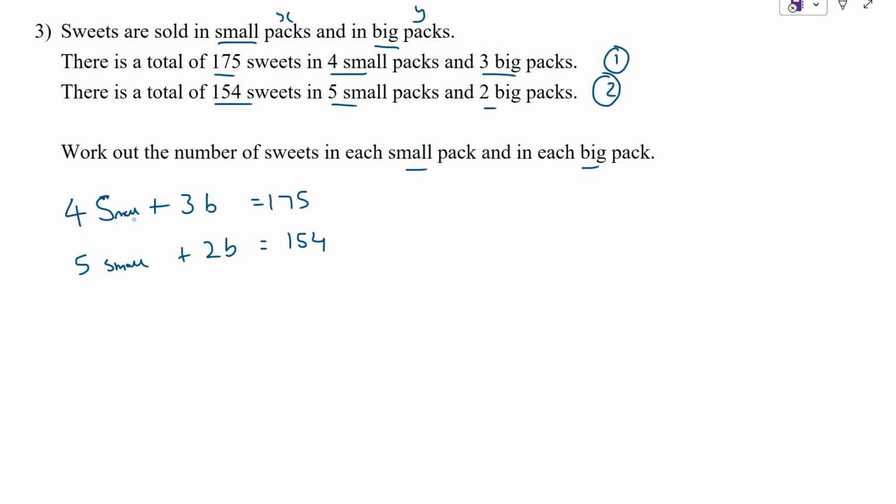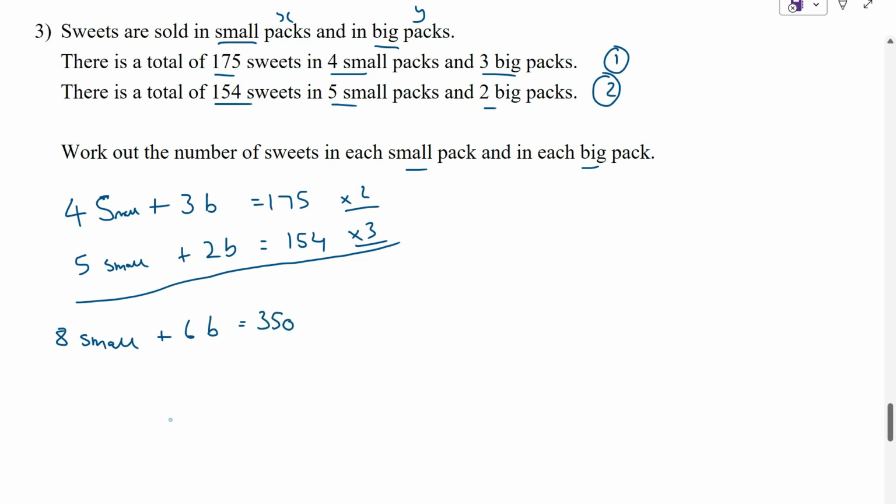Okay, now because we've created these equations ourselves, we've got the b's and the s's lined up already. Now what we're going to do is try and get one set of coefficients to match. So we'll go ahead with the b's for now. Okay, so we're going to times this by 2, times this by 3. That gives us 8 small plus 6 big is 350.